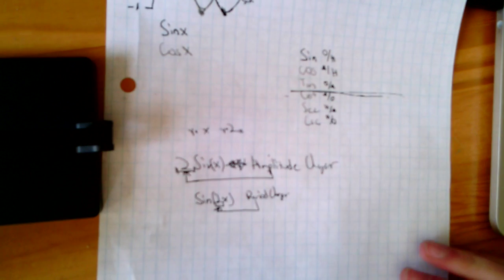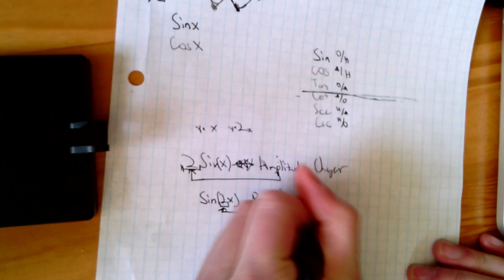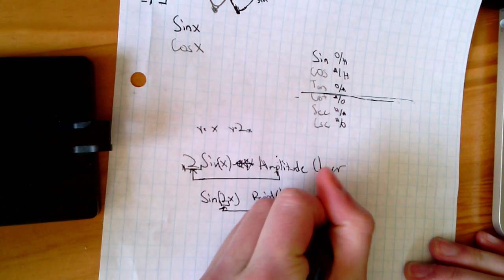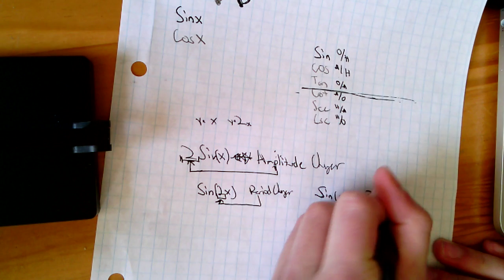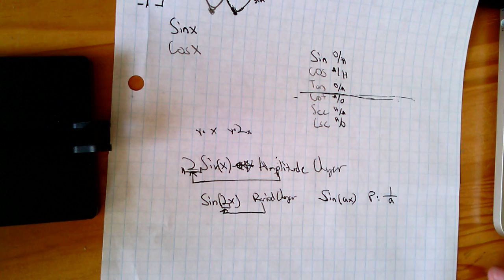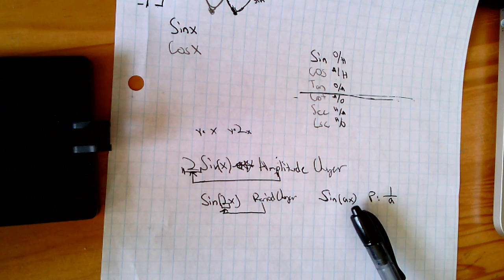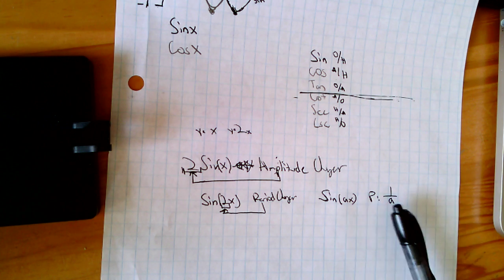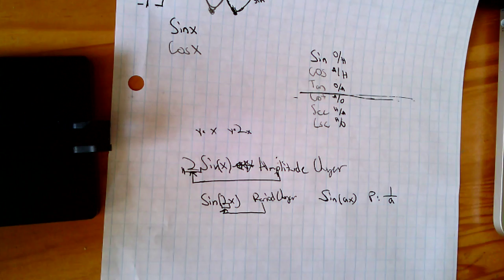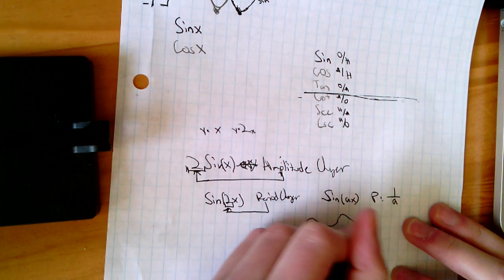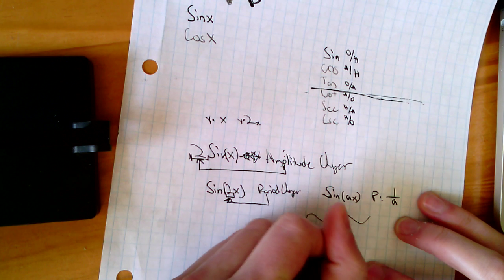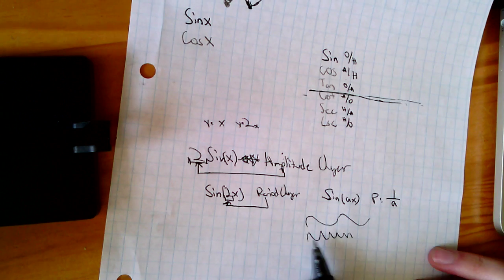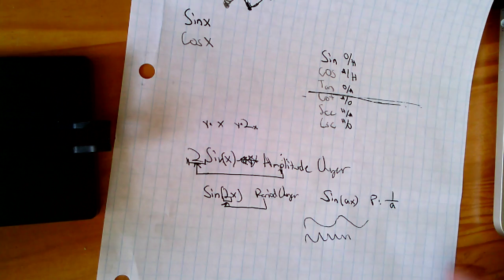So if you're doing sine of a x, the period is equal to 1 over a. Because you're making everything happen that many times sooner, and you're therefore making the wave that many times shorter. So instead of having a sine wave like this, because you're making every point hit it sooner, it would be like this. And you'd be making the period shorter because everything happens faster.